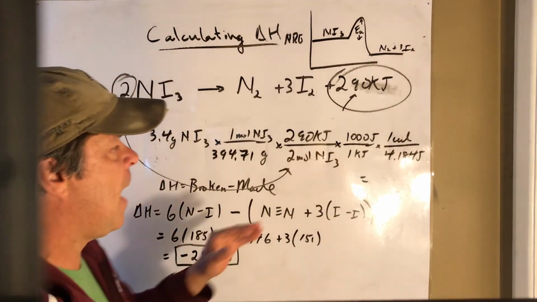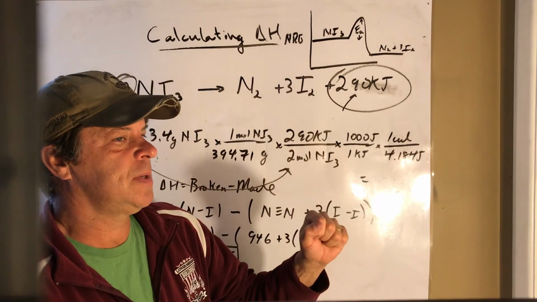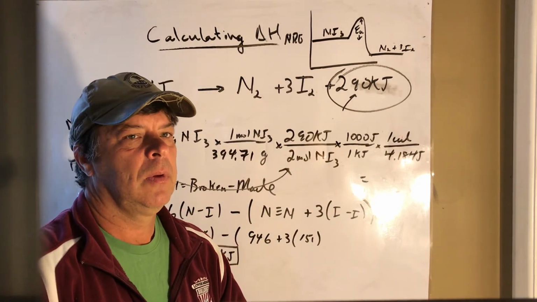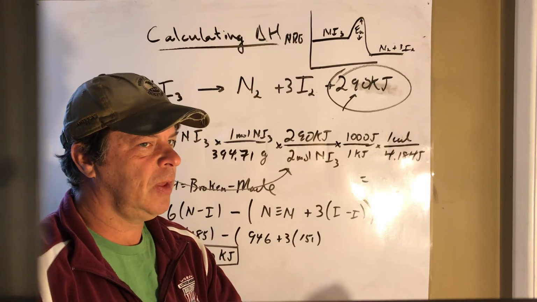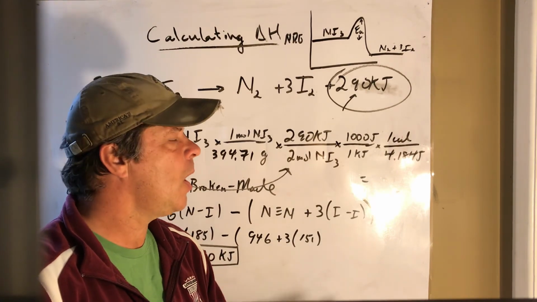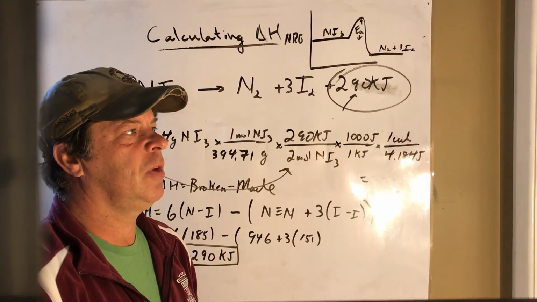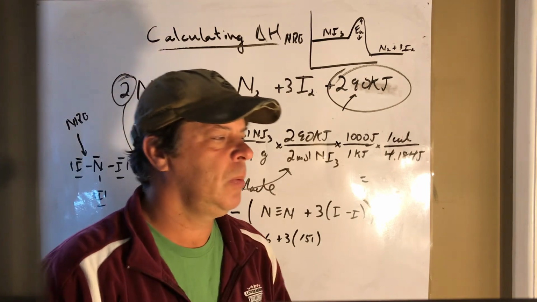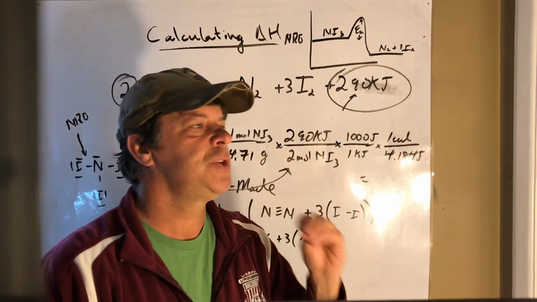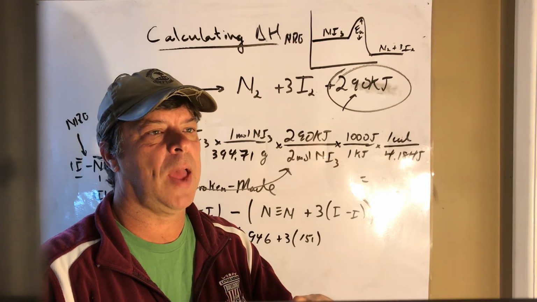But that would be the amount of energy that's released if 3.4 grams of NI3 decompose. So if there's 3.4 grams on the ground, we decomposed it, we hit it, it went off, this many calories of energy would be released. Okay, I hope that helps. What we'll do next is show you how to use Hess's law to calculate the delta H of a reaction, okay?